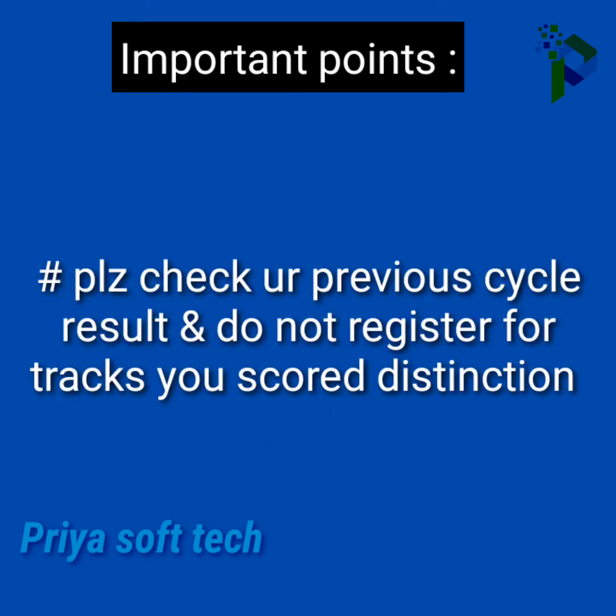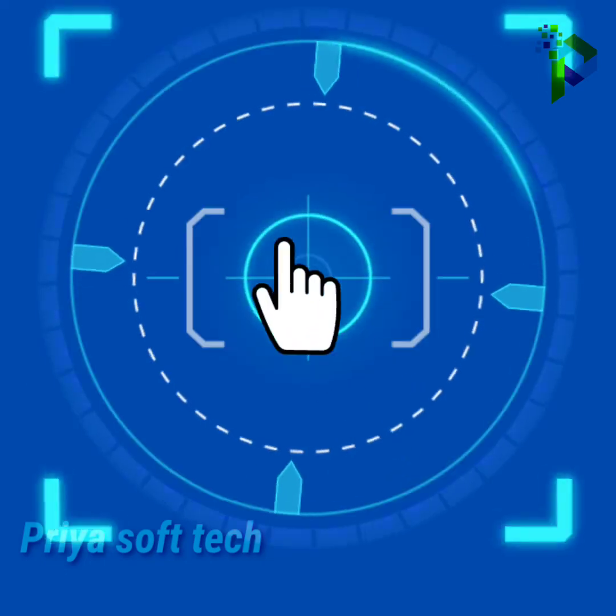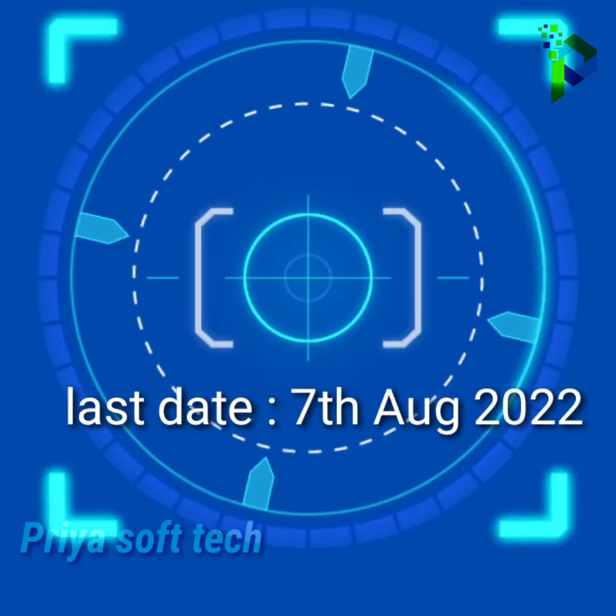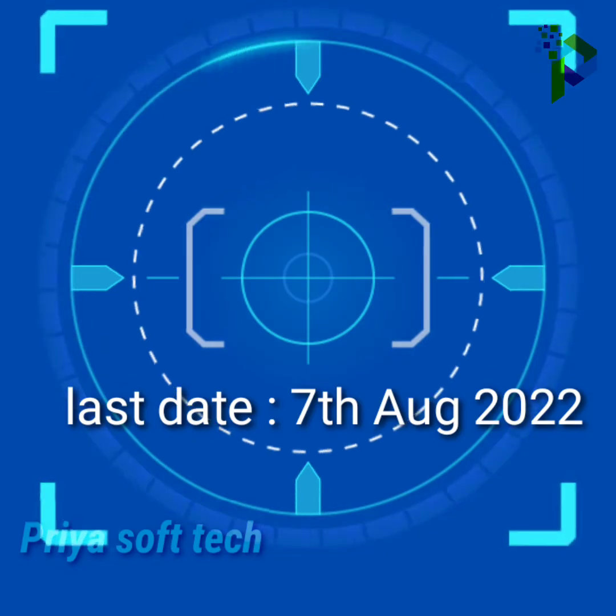Next one is please check your previous cycle result. Do not register for the tracks you have already scored a distinction. It means it is a 3 cycle exam. It will appear yearly, 3 times: May, August, and November. If you have already written the May cycle exam, you should not enter the same course ID in which you scored a distinction. And hurry up, the last day to fill the registration form is 7th August 2022, 5 pm IST.